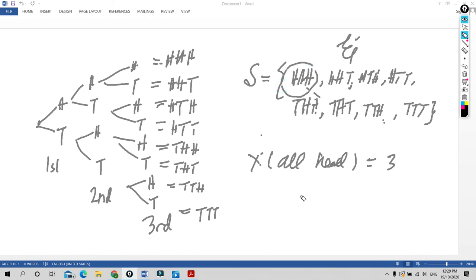Then we have X of zeta for one head. One head here is one head, one head, one head, and X is equal to 2, and so on and so forth. Never mind. Okay, so let's say I want to find the probability here.